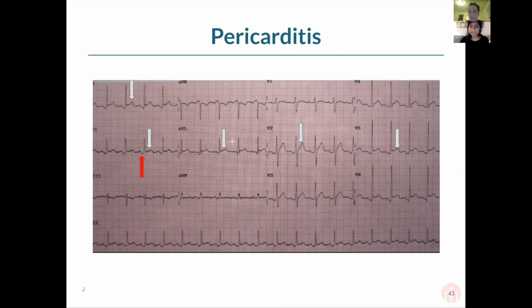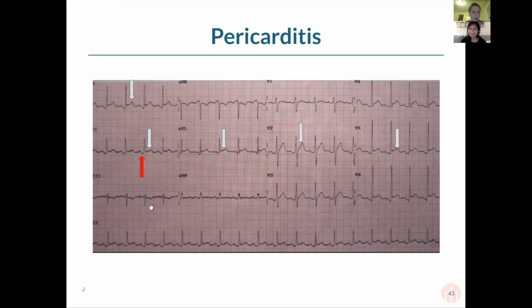But it is very important to distinguish this from other types of ST elevation, because it would be detrimental if you put this person in the cath lab for a heart attack, for a STEMI. So keep in mind that this is more of the pericarditis picture.